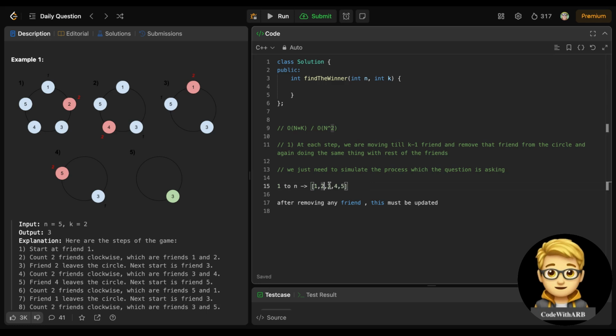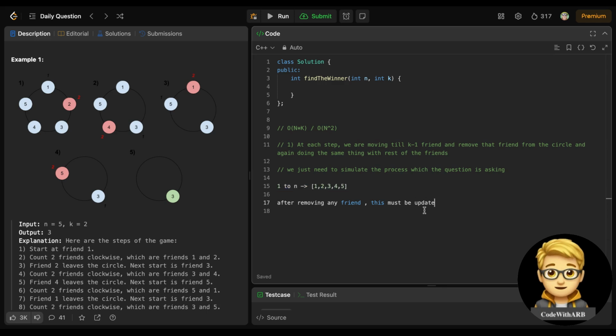Suppose I removed 2. So now we have 1 3 4 5. Now we don't have 2. So if I generalize, that would not be correct, because now the list is updated. Again, when we remove 4, now again the list is updated. So I need to maintain this list, because at last the number which is left in this list would be my answer, right? But how will we maintain this?